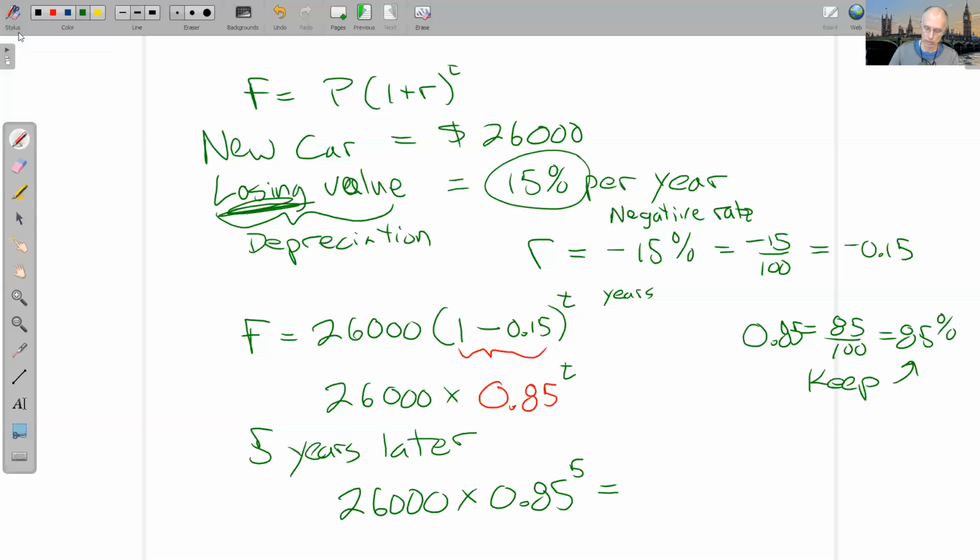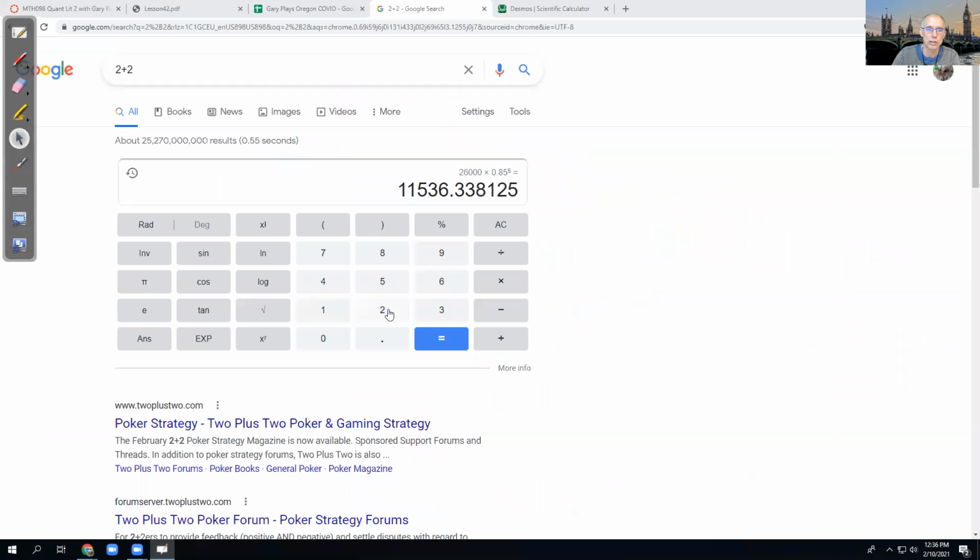11,536.34. So that's the value of the car 5 years later. And if you say, hey, how about 2 years later, what's it going to be worth? Well, I just put a 2 there and see what it's going to be worth. So if I go back to my calculator, 26,000 times 0.85 raised to the power of 2. After 2 years, it's worth 18,785. So you pick a year, I can tell you what it's worth.